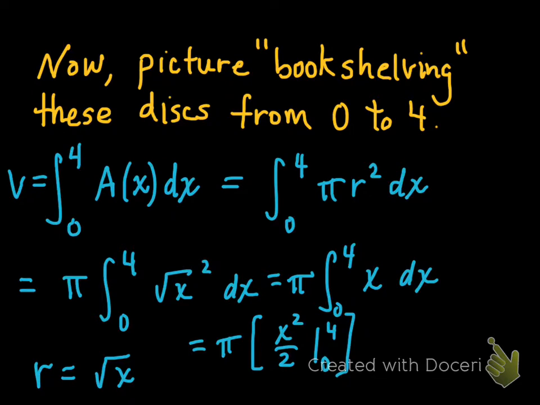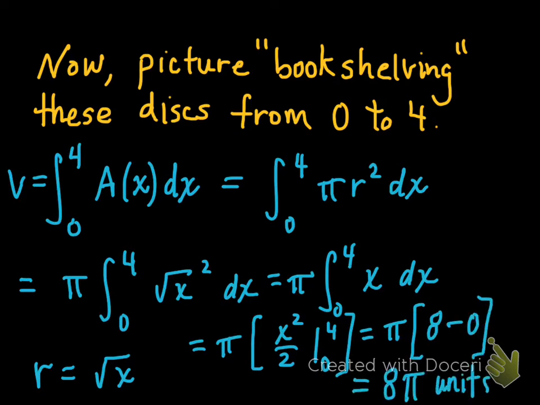The pi is still factored out. I have x squared over 2, and I'm going to evaluate that from 0 to 4. You may attempt at this time to get home solo. If you do FTC 1, you're putting a 4 in for x. 4 squared is 16, divided by 2 is 8. Minus a 0 in for x, kicking out a 0. So really, we're just pi times quantity 8 minus 0, which gives us 8 pi units cubed.